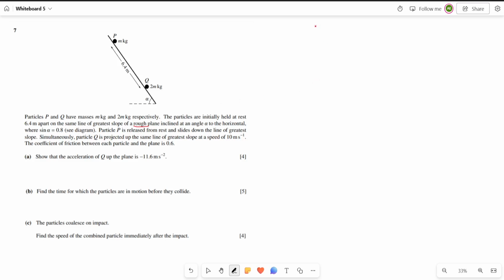is 0.8. So I know that by constructing my right angle triangle, this is alpha. 0.8 is basically the same as 8 over 10. So sine 8 over 10 means the opposite is 8, hypotenuse is 10. And if I quickly do square root of 10 squared minus 8 squared to get this side, okay, 100 minus 64 is 36. So it's going to give me an answer of 6.